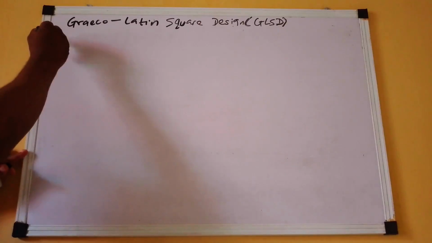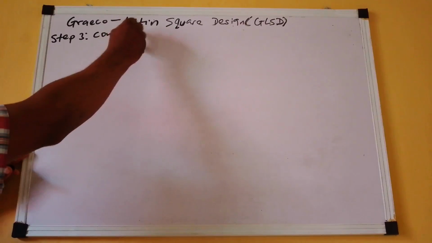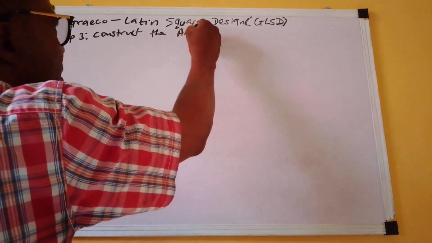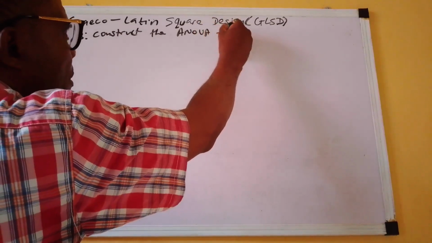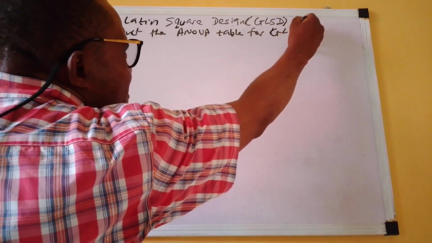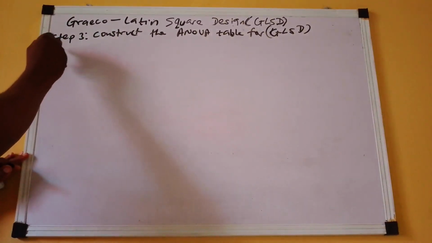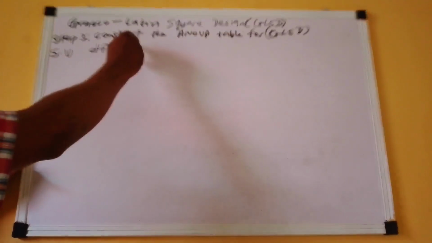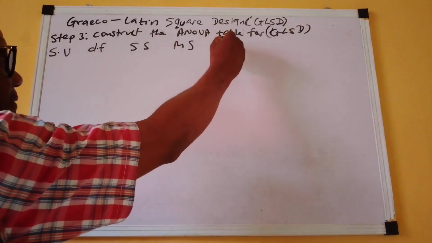Now our step 3, construct the ANOVA table for the Graeco Latin square design. So it is as simple as that. So we have our source of variation, we have our degrees of freedom, we have our sum of square, we have our mean sum of square, and we have our F ratio.